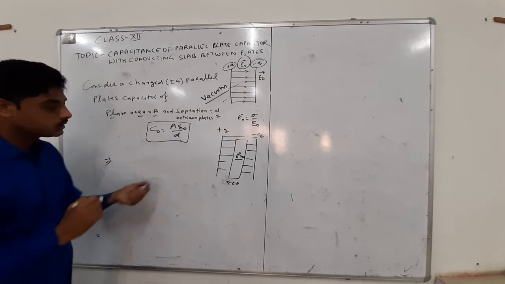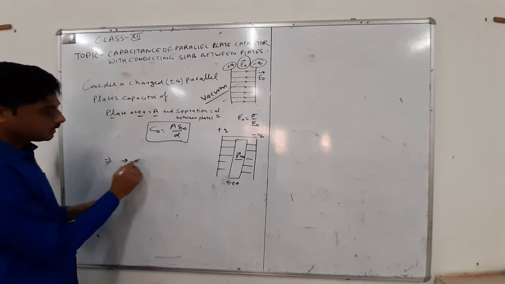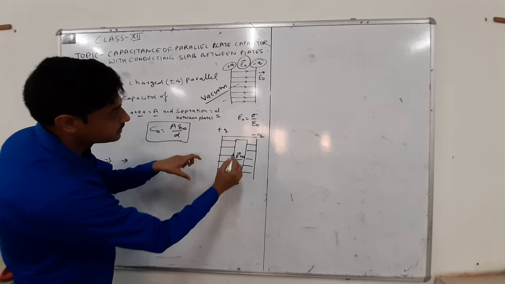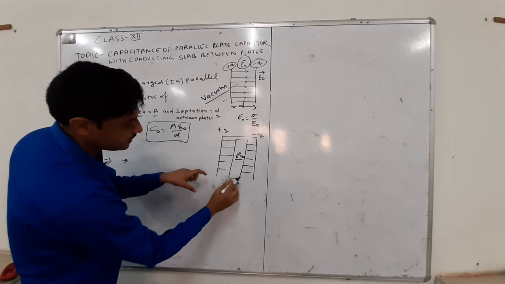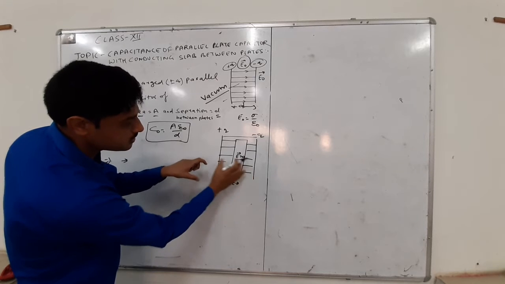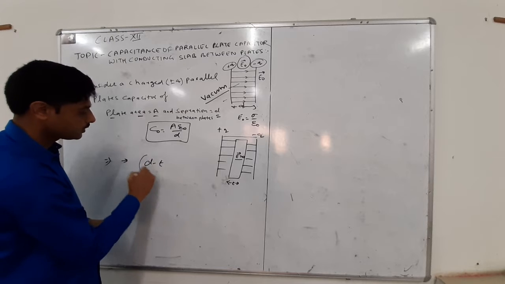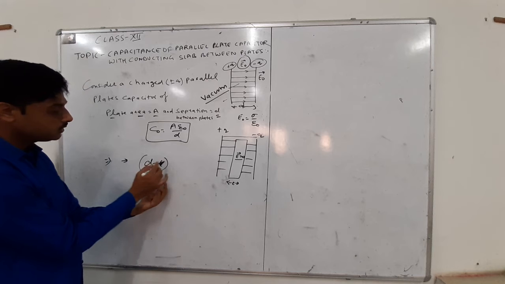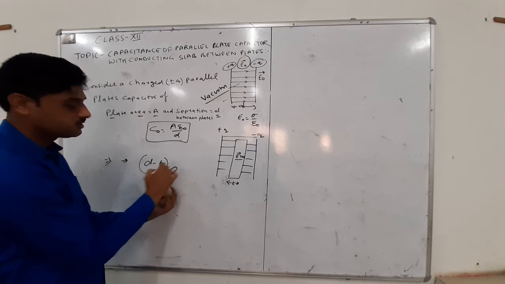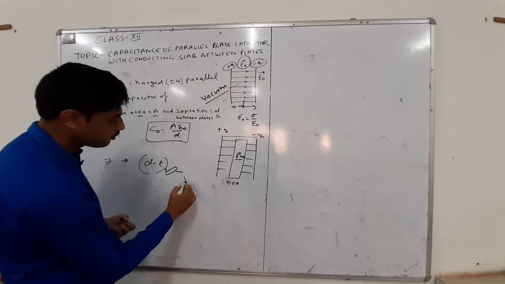It means the electric field intensity lies in the region of total separation D. So the remaining space in vacuum is D minus T. It means the electric field intensity remains only in this region. This is the vacuum region.